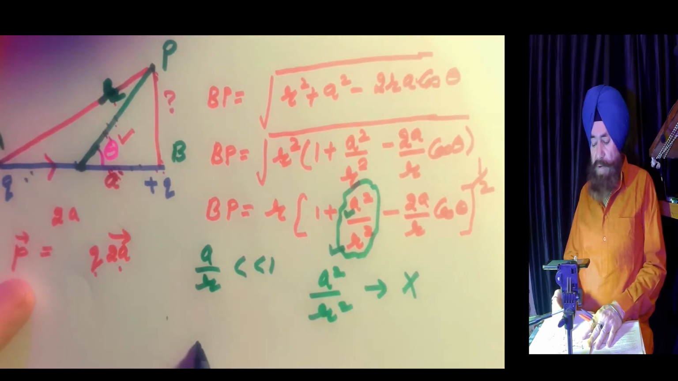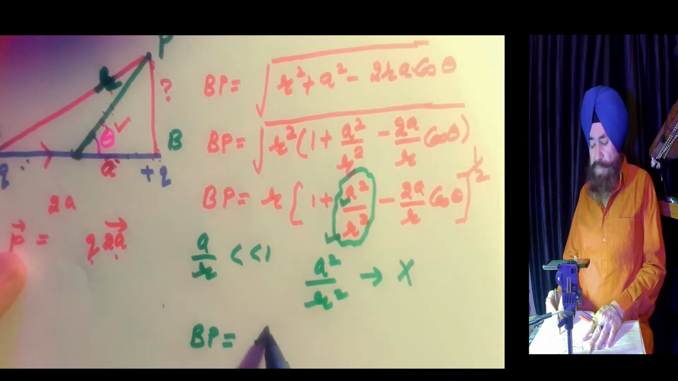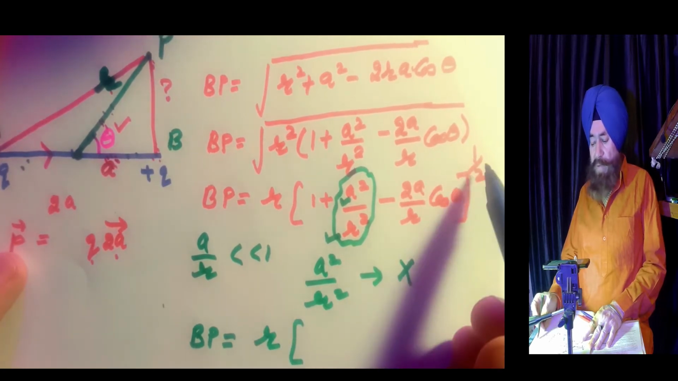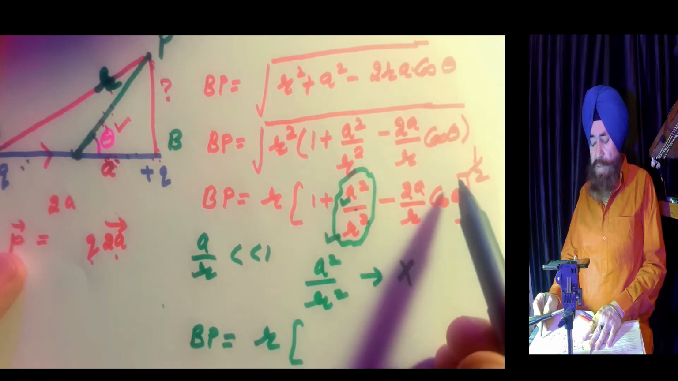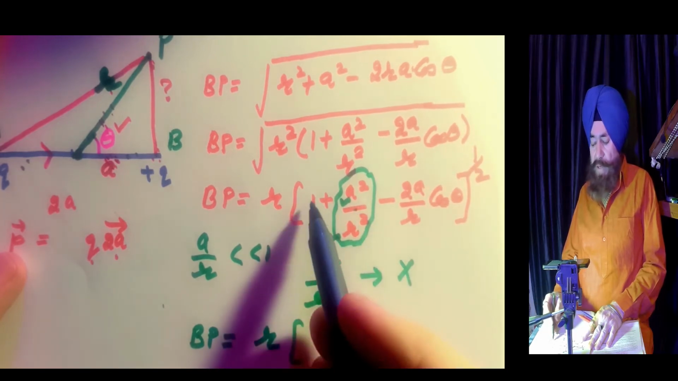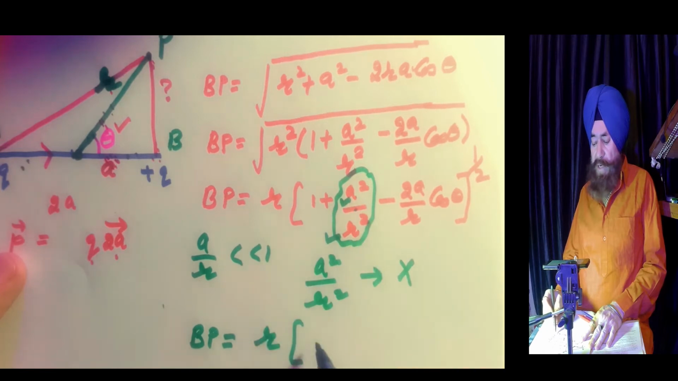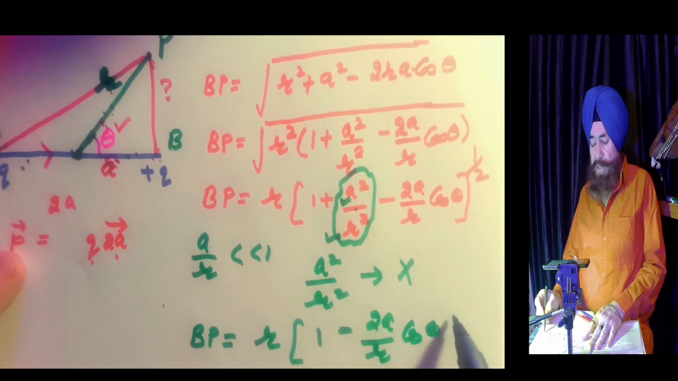And we are having the BP value now, which is R times 1 minus 2a upon R cos of theta, to the power 1 by 2.